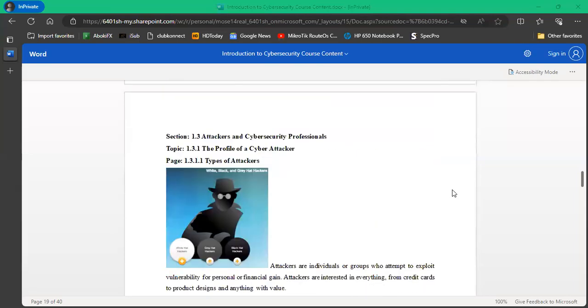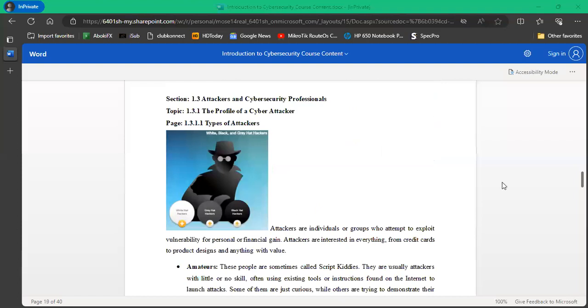Now, attackers and cyber security professionals. The profile of a cyber attacker, type of attack. On that, someone posted, asking if the assessment is today. Okay, the assessment is not today, but it will be tomorrow.